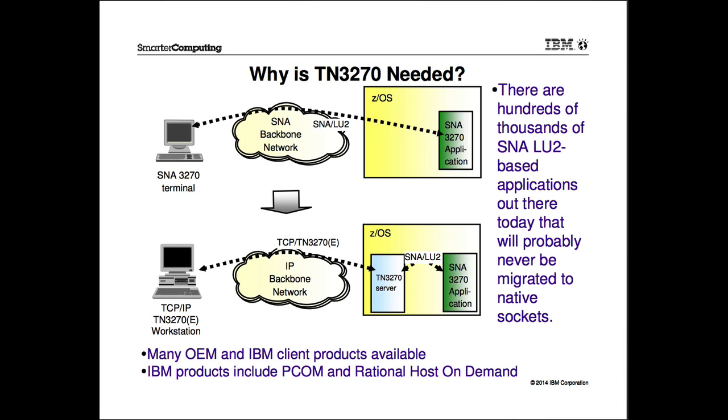The top shows what the technology was in the SNA world, where you had a 3270 terminal that's used as an SNA backbone network using SNA and LU2 to talk directly to a 3270 application. But customers want to go to the bottom page where the backbone is IP, not SNA. What TN3270 does is it provides a transform. So it presents an IP face outside the box and an SNA face inside the box.